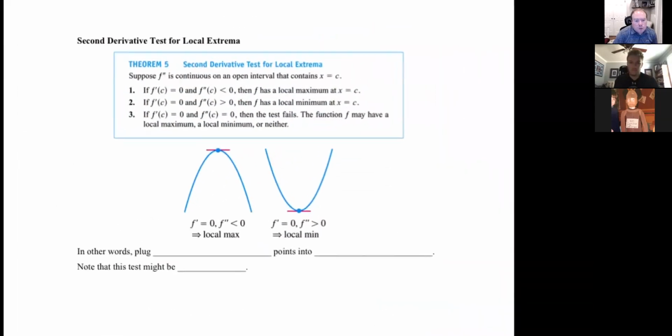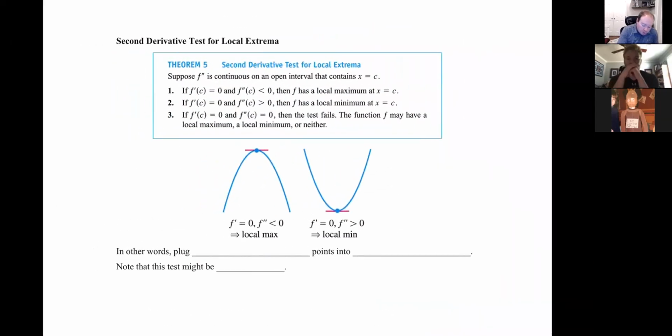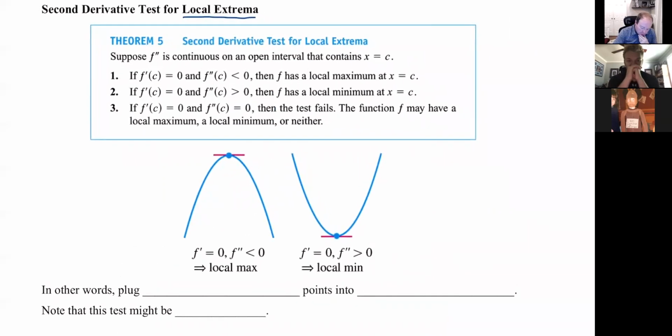The next problem is going to be on a new concept. We have two types of second derivative tests. We have one for concavity, then we have another one for local extrema. This will actually feel pretty natural once we understand what we have to do here. So suppose the second derivative is continuous on an open interval, and it contains some x value c. What is that x value c?